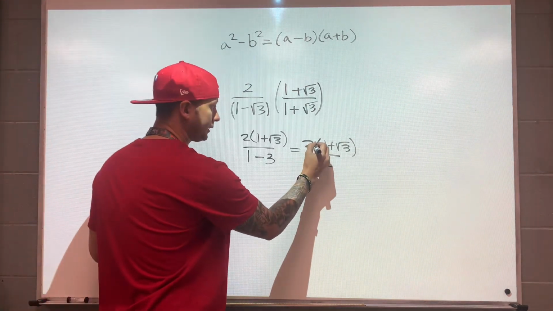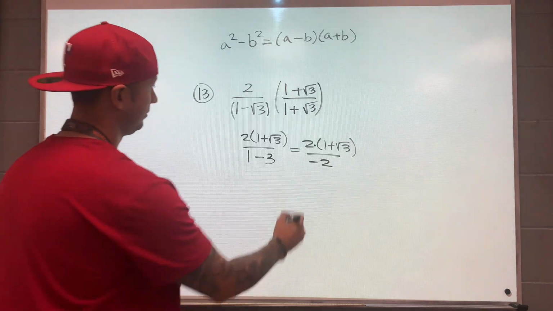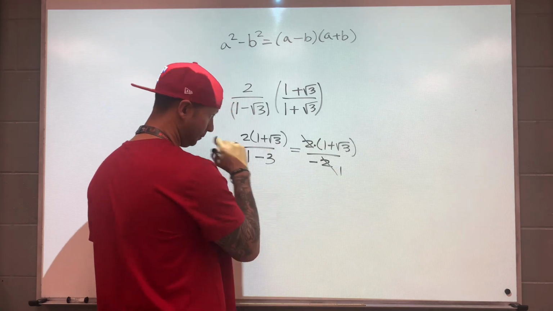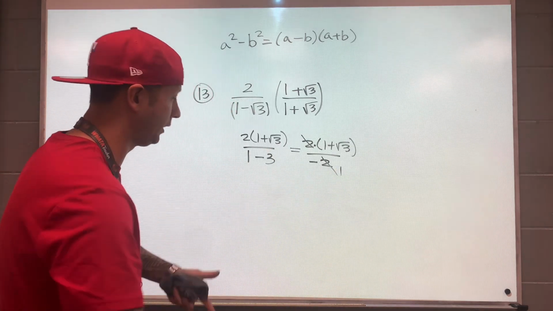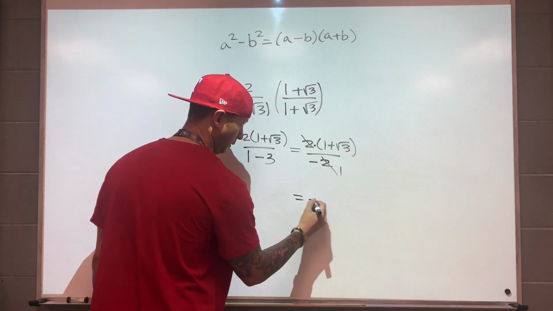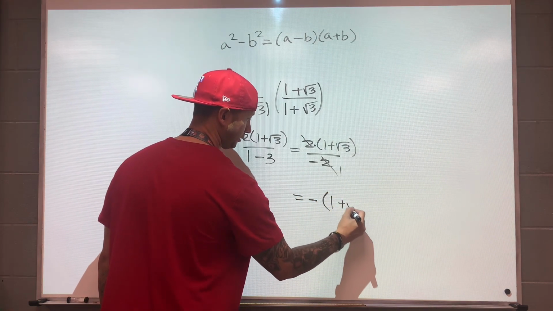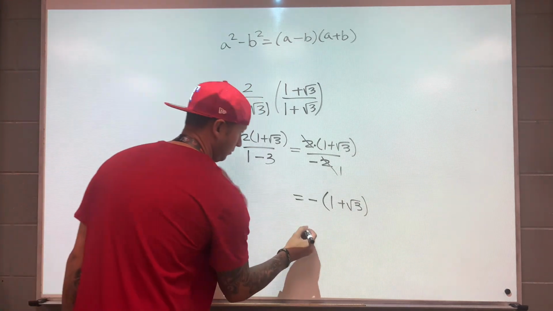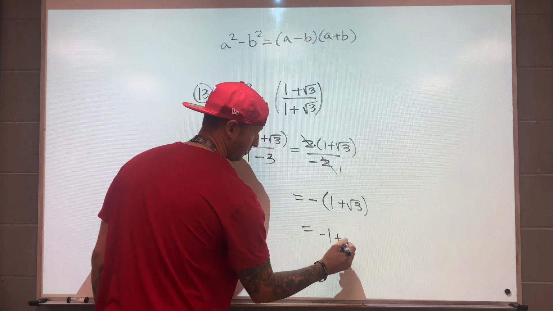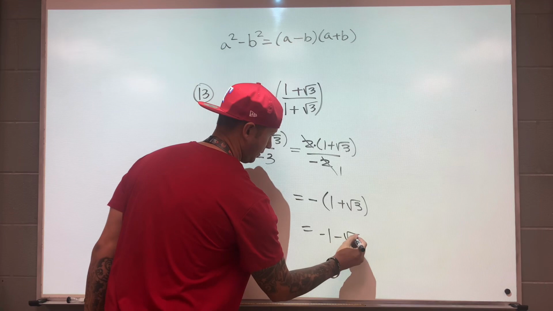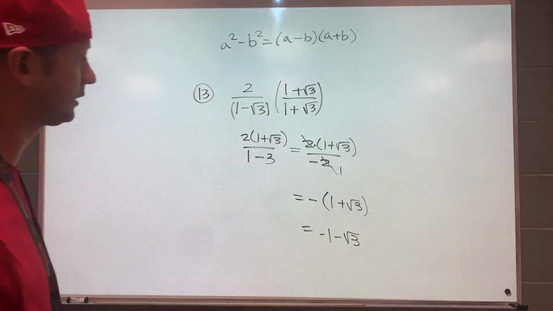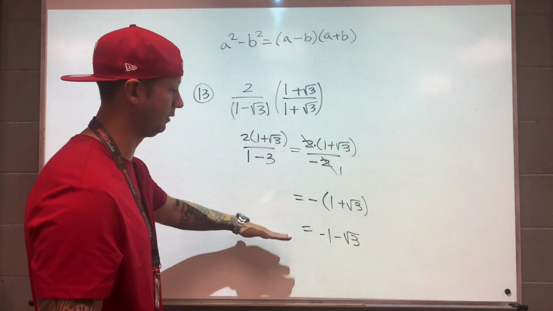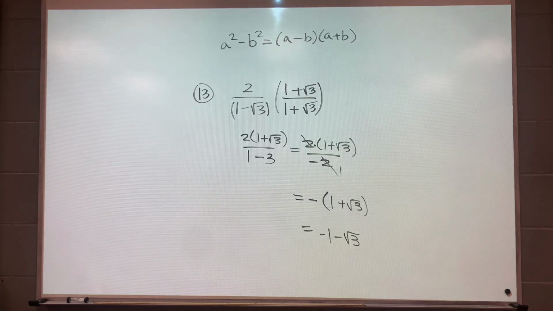Okay, there's a 2 on top and a 2 on bottom. So on the bottom, it's just 1, negative 1. Dividing by negative 1 is the same as just saying negative 1. So negative 1 plus root 3. Again, could you distribute? Either one of these are acceptable in my opinion. So what's more simple to you? I like leaving it right here, but you can distribute if you want. 13 was fun.